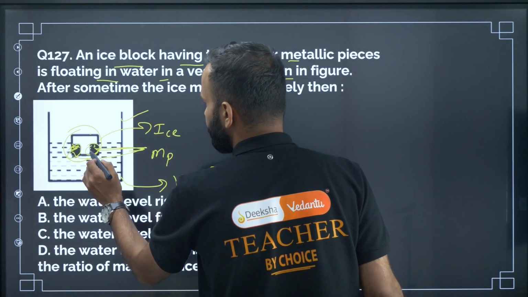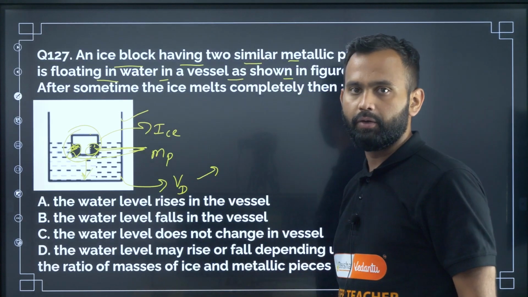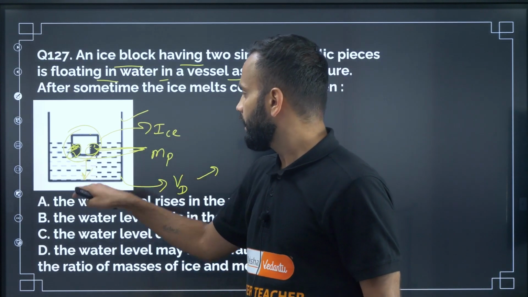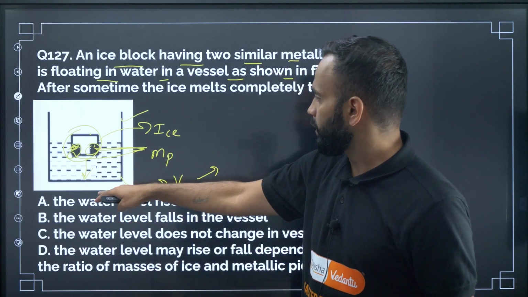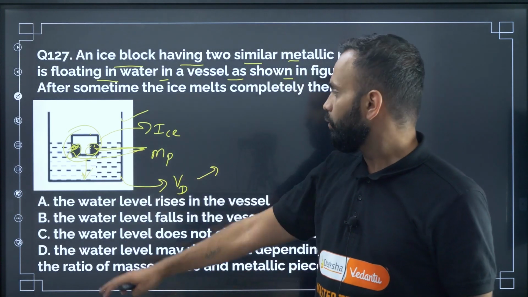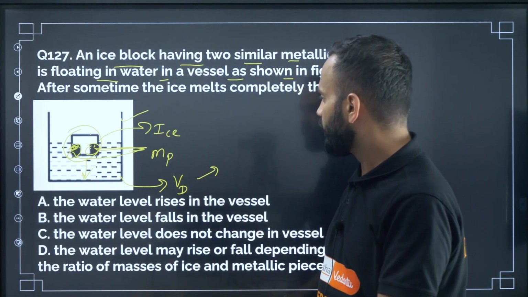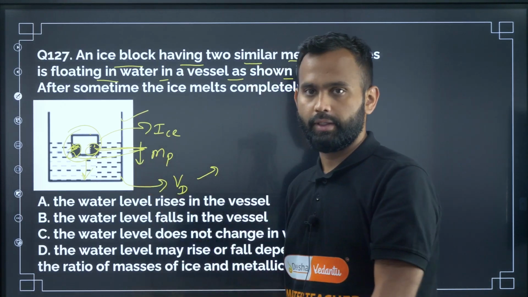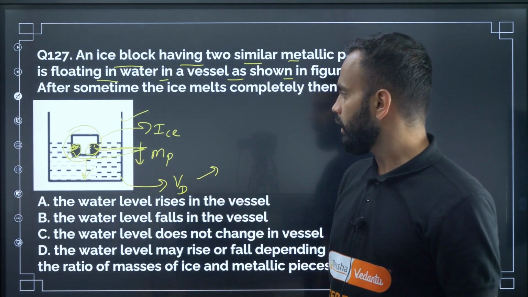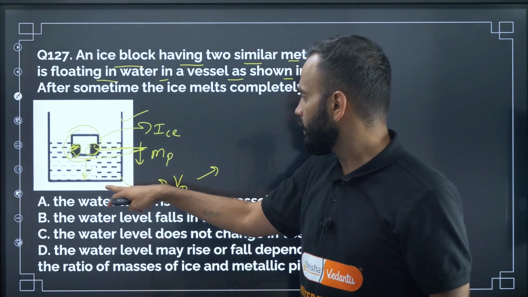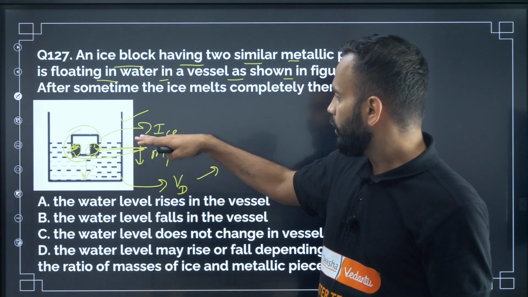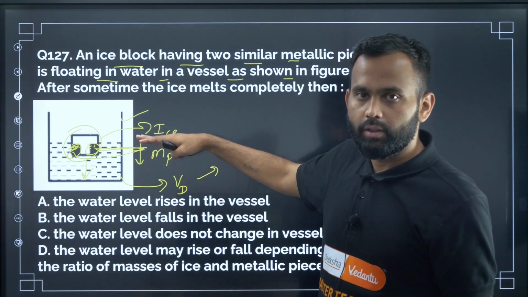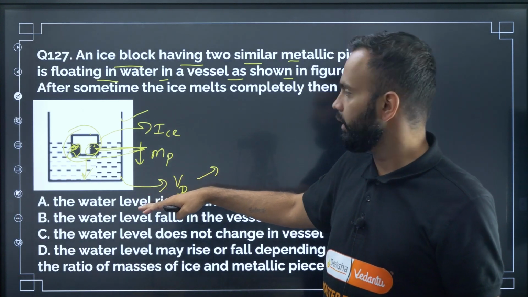Here these two metallic pieces sink down, right? These two metallic pieces sink down. So then what happens? The level of water falls, right? Level of water falls because the volume of the displaced water is lesser. So that's why the level of water falls, isn't it?